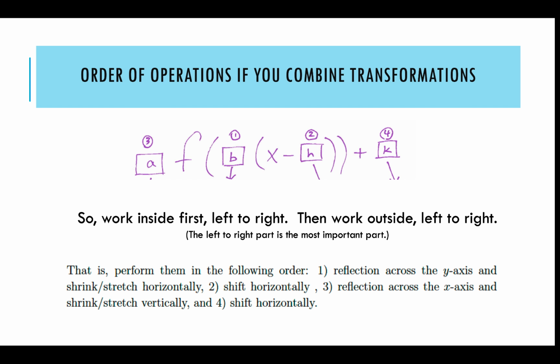If you wanted to combine the transformations, here is the order of operations. We will do it in the order 1, 2, 3, 4. So left to right inside, and then left to right outside. So the big thing is that you do B before you do H, and you do A before you do K. So here's a list of all those put together.